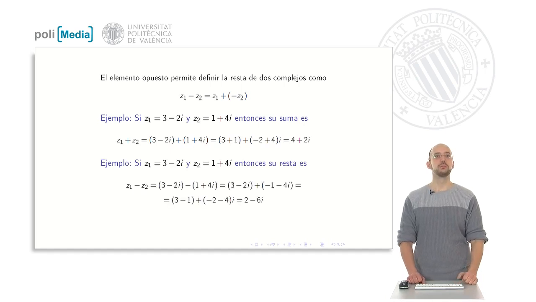How would we subtract? I have taken the same numbers: z1 is equal to 3 minus 2i, and z2 is equal to 1 plus 4i. Because it is subtracted in the same way, what we are going to do is calculate the opposite of z2, which, as you can see on the screen, would simply be to change the sign of 1 and 4. That is to say, the opposite of z2 would be minus 1 minus 4i, and add z1. In this case, we add 3 plus minus 1 because we have changed the sign of z2, and to minus 2 we add minus 4. It is easy to verify that the result would be 2 minus 6 times i.